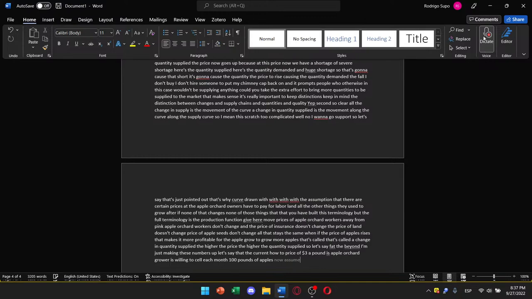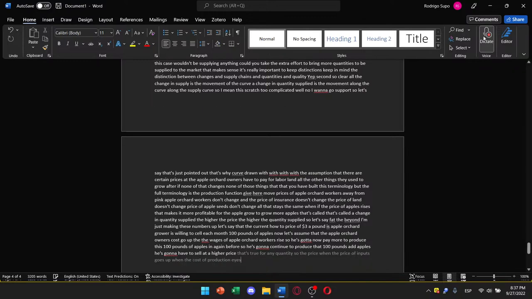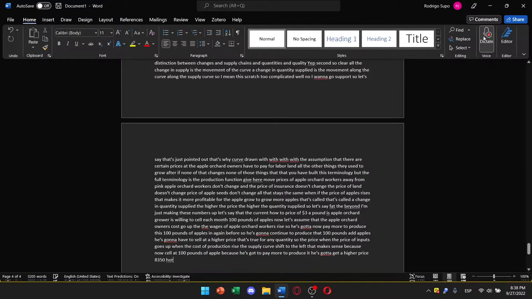Now let's assume that the apple orchard owner's costs go up. The wages of apple orchard workers rise. So he's got to now pay more to produce this 100 pounds of apples than he did before. So if he's going to continue to produce that 100 pounds of apples, he's going to have to sell them at a higher price. That's true for any quantity. So when the price of inputs goes up, when the cost of production rises, the supply curve shifts to the left. That makes sense? And because now to sell that 100 pounds of apples, because he's got to pay more to produce it, he's got to get a higher price, maybe $3.50 a pound. So this is a change in supply, movement of the curve.